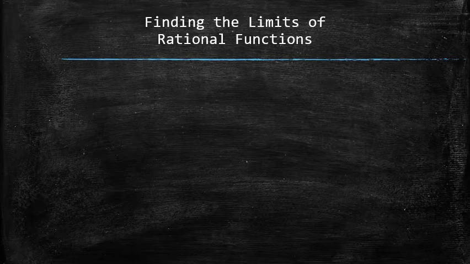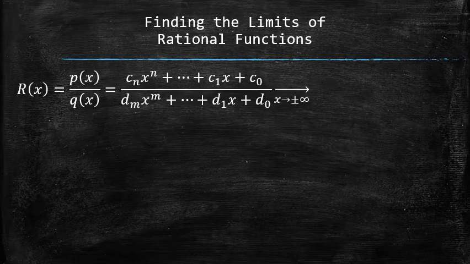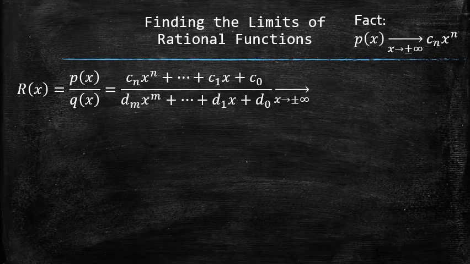So let's find the end behavior limit of a rational function written in standard form. Recall that polynomials behave like their leading terms when x approaches infinity. Therefore, it is reasonable to suggest that a rational function that is a ratio of two polynomials will behave like a ratio of their leading terms.